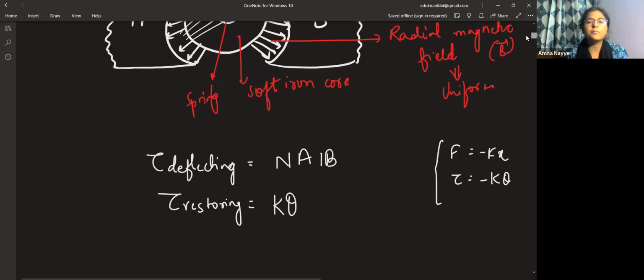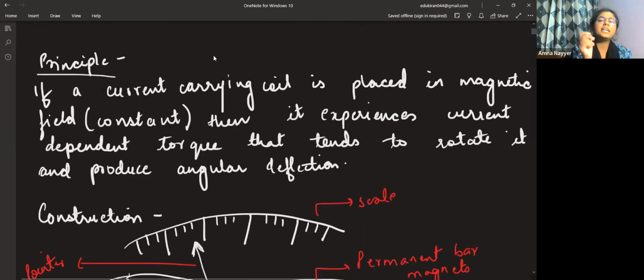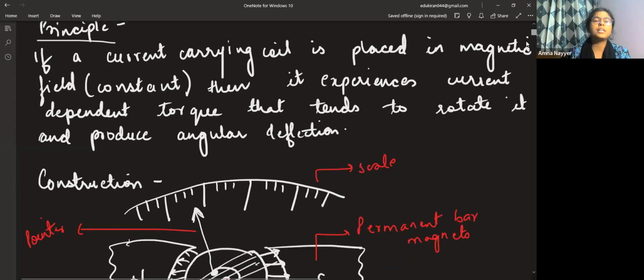Now come to the principle of it which we have left. If a current carrying coil is placed in a magnetic field, then it experiences a current dependent torque, which I have told you, that tends to rotate it and produces angular deflection. Current carrying coil means your wire that we have kept. Because of magnetic field, torque came into action, and torque is a rotational force. So it rotated the pointer. That was the principle which was mentioned.